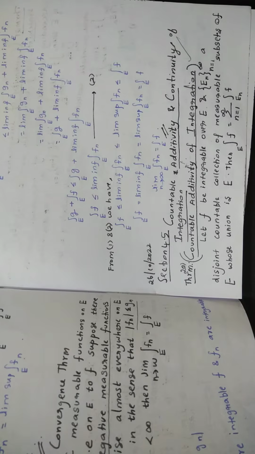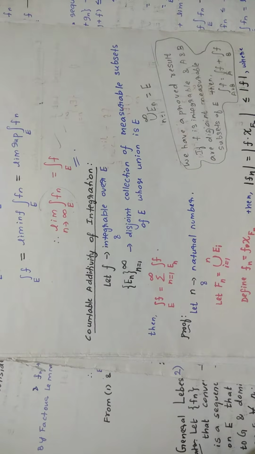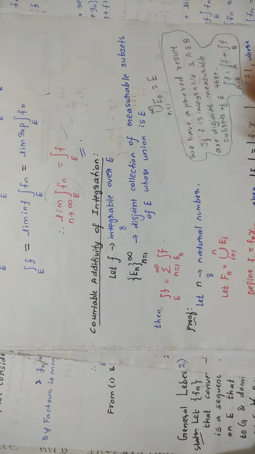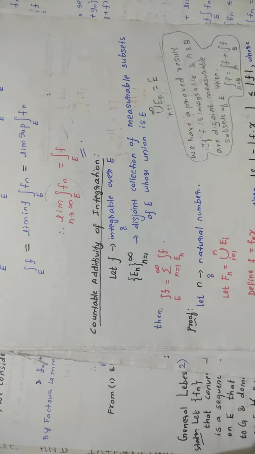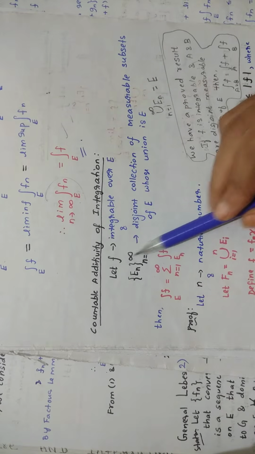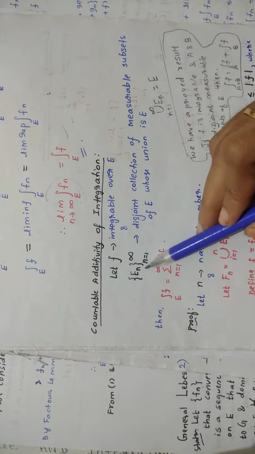Here you can see the statement, and I have the statement in my notes. So let us learn using those notes. Let f be integrable over E. You are taking a function f and saying this function f is integrable over the measurable set E, and n equal to 1 to infinity. That is, you are taking a collection of measurable subsets. E is the measurable set. Subsets of this measurable set are E1, E2, E3, etc., E infinity.